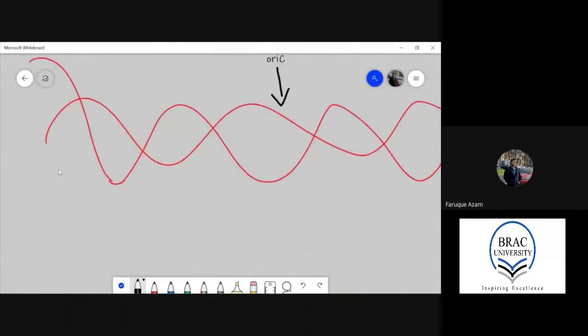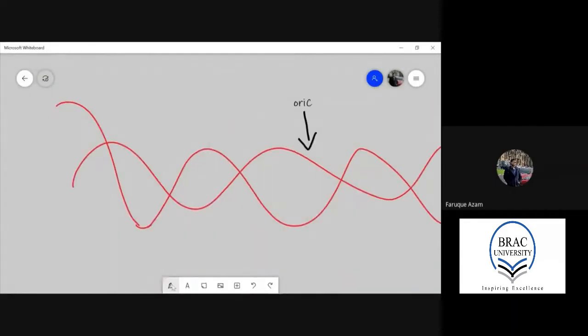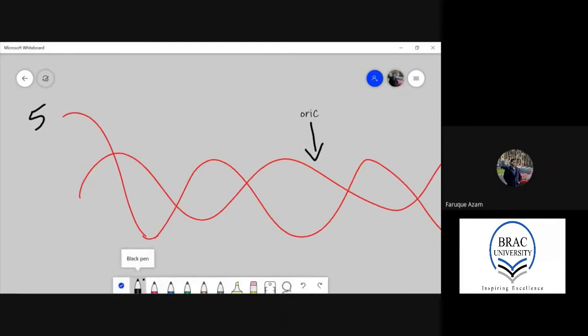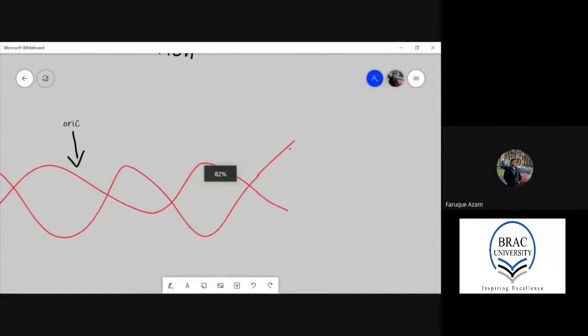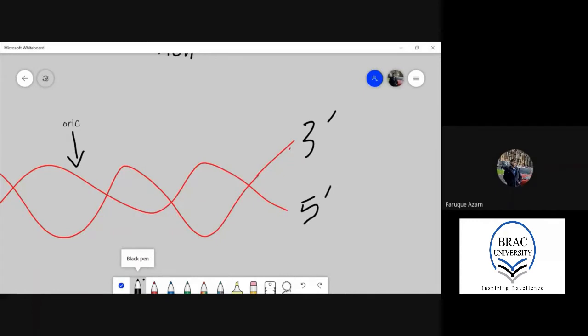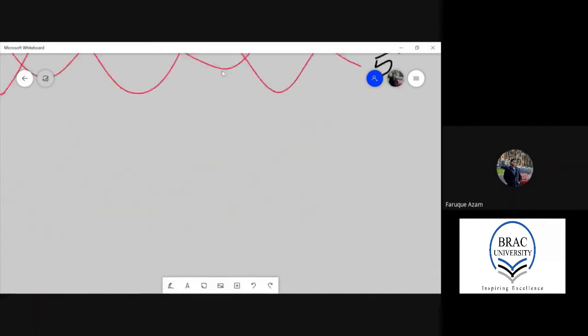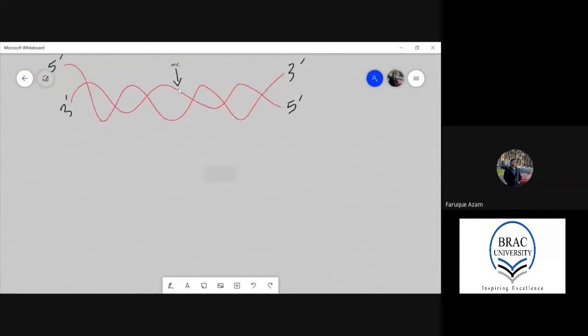One strand will be 5 prime and the other one will be 3 prime. So this one is a 5 prime. So the other one will be 3 prime, right? So the opposite will be at the other point. So if this portion is your replication origin, replication will start from this region of your DNA.